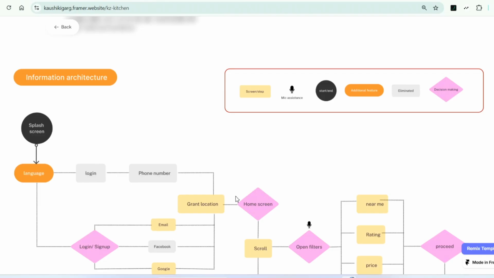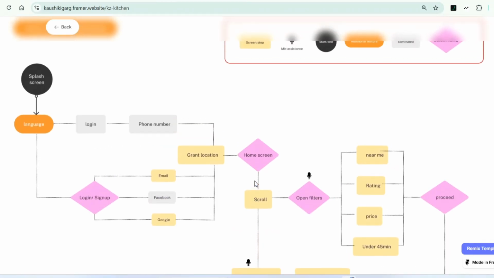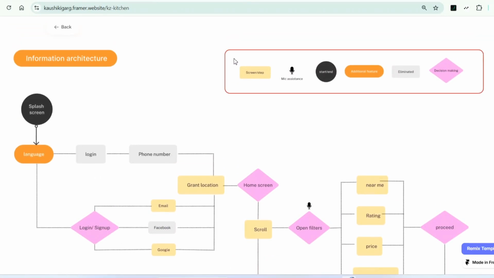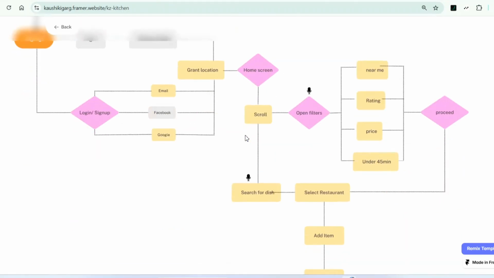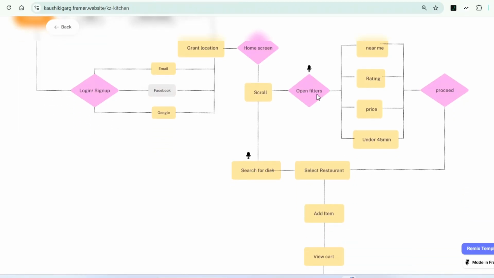After that, I formed an information architecture in which I explained the flow, in the form of a diagram, of the whole process in the application. These are some of the key points: the screens are indicated by yellow, and wherever there were mic options for better audio, for example if they open the filter, the mic option will turn on and there will be a voice assistant.